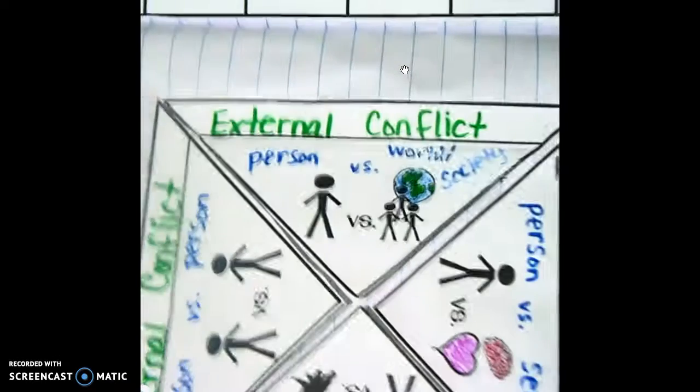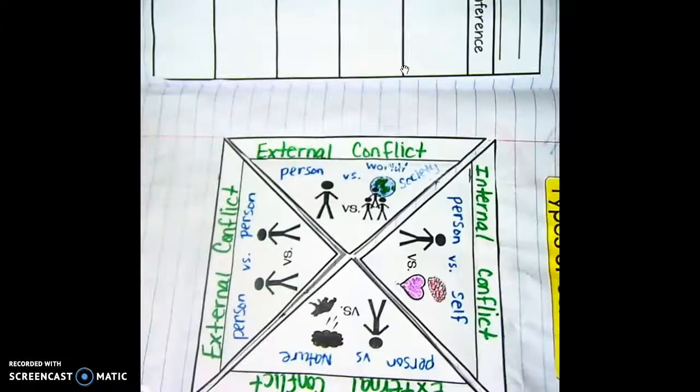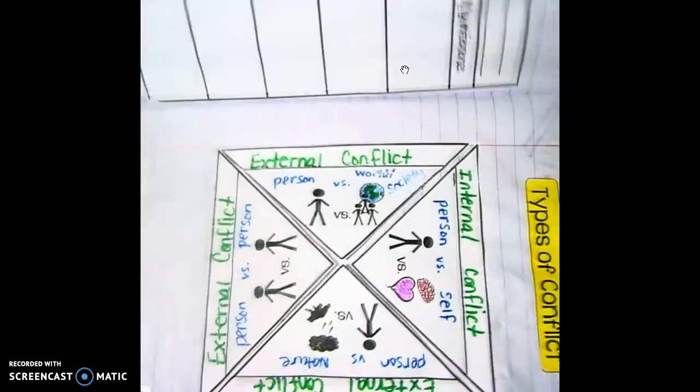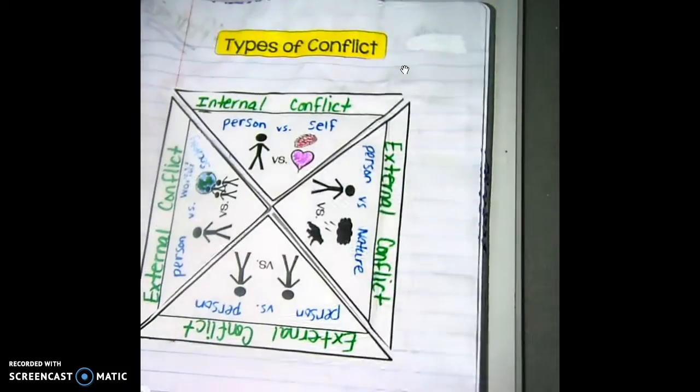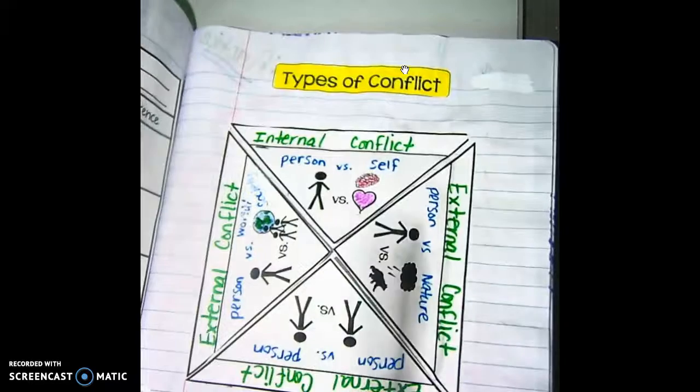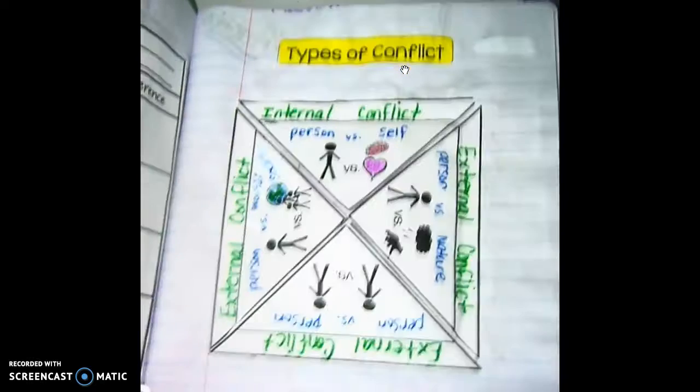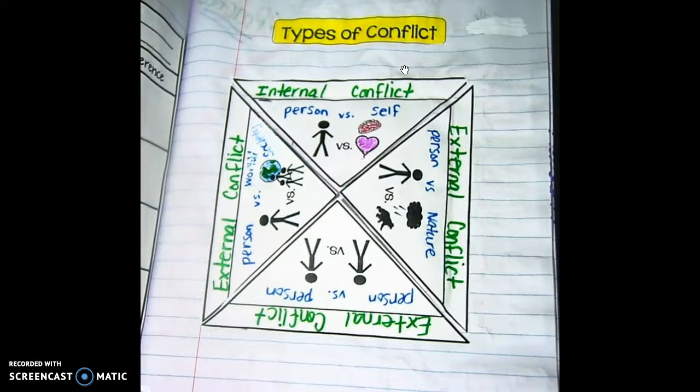Once you have all 4 types of conflict glued into your notebook, and you have all 4 types of notes written down, then we are going to take the Westing Game and sort some of the conflicts that are occurring in the Westing Game.